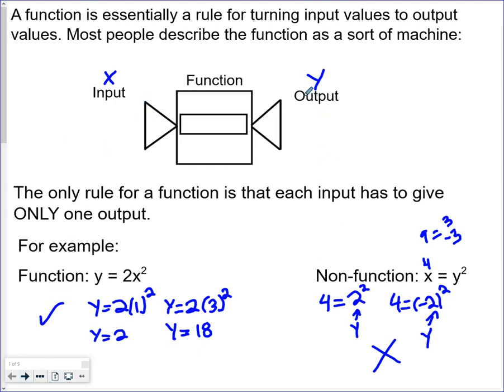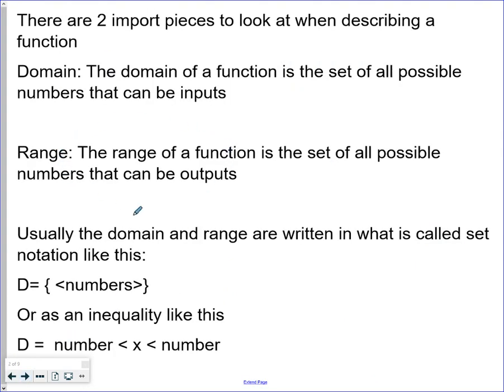The range is every possible number I can get out of the function. So the range is the set of all possible outputs. So the range is a collection of every possible number my function can spit out. The domain is a set of all the possible numbers I can put into my function. Now I might be saying, well, can I put any number into any function? No, not quite. And we'll see some of those coming up here.